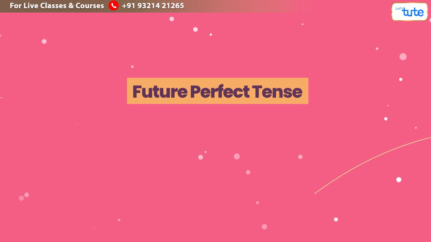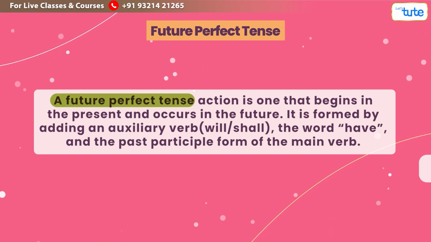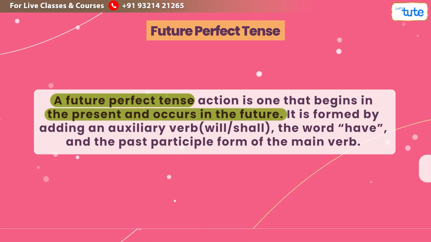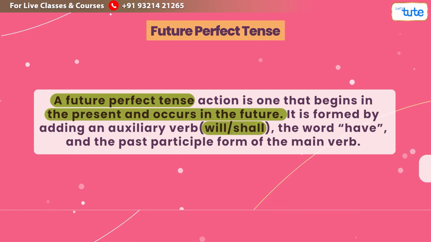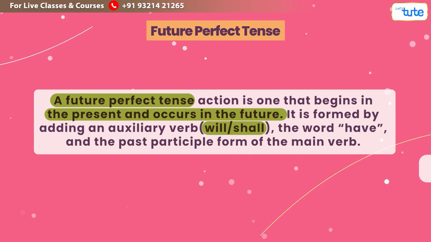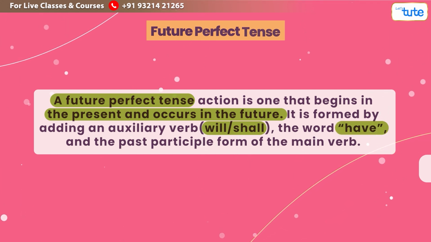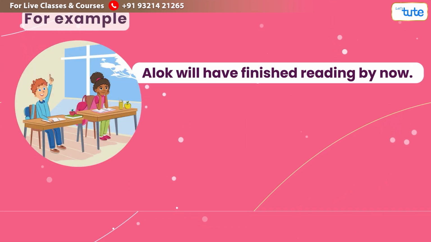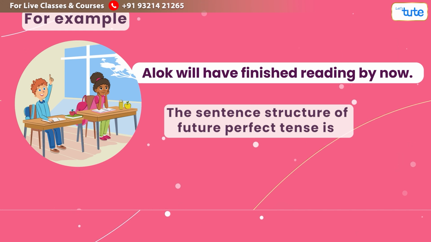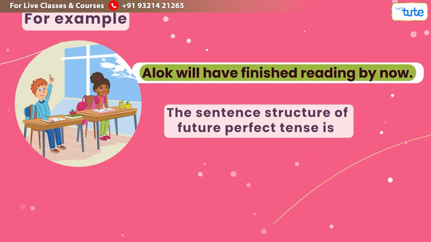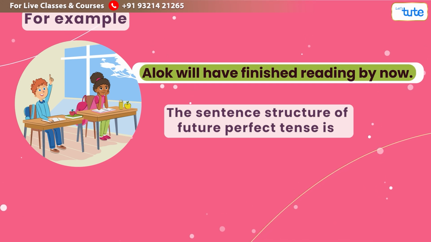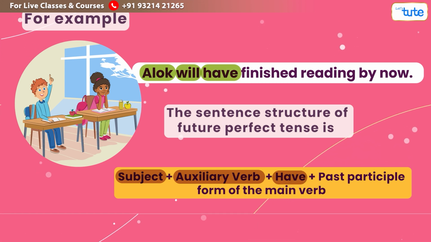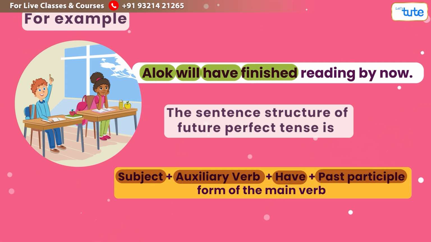Future perfect tense. A future perfect tense action is one that begins in the present and occurs in the future. It is formed by adding an auxiliary verb, will or shall, the word have, and the past participle form of the main verb. Example, Alok will have finished reading by now. The sentence structure of future perfect tense is Alok will have finished reading by now. Subject plus auxiliary verb plus have plus past participle form of the main verb.